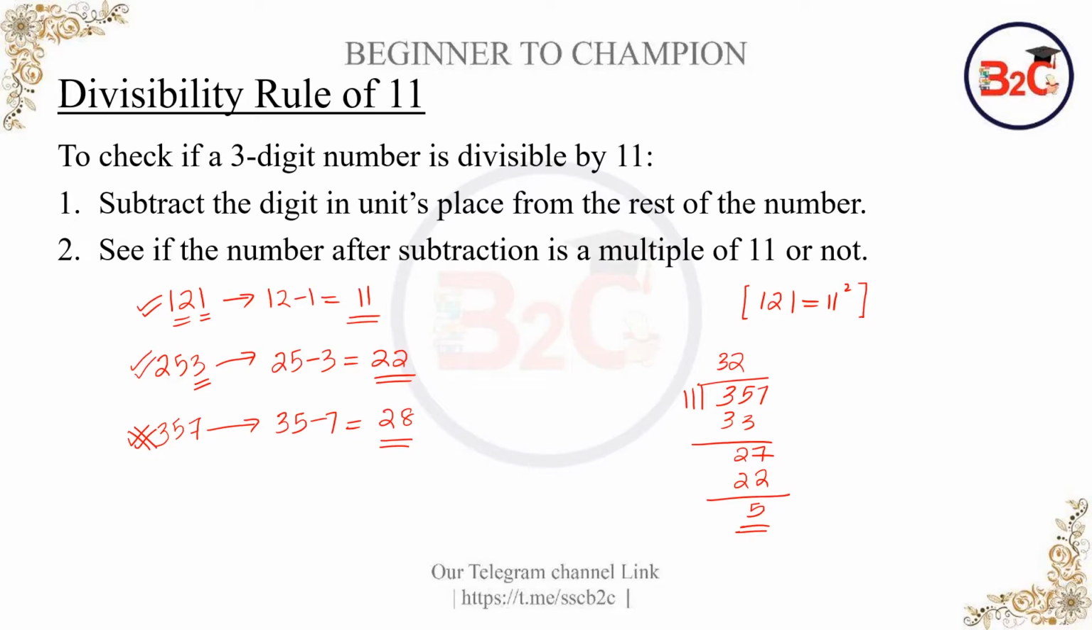So to check if any given 3-digit number is completely divisible by 11 or not, first we subtract the digit in the units place from the rest of the number and check whether the number we obtain after subtraction is a multiple of 11 or not. Okay, now let's move on to the case of 4-digit numbers or even bigger numbers.